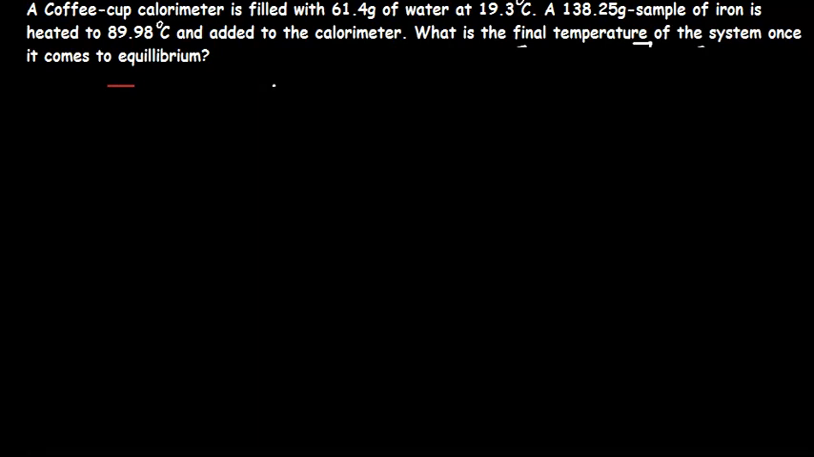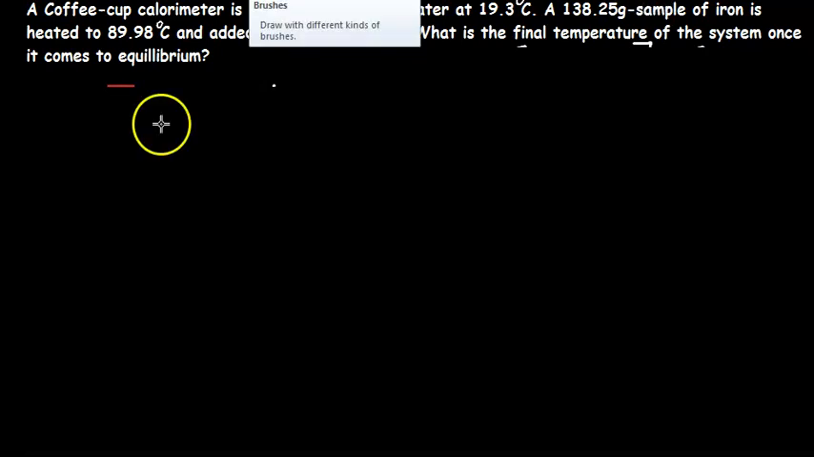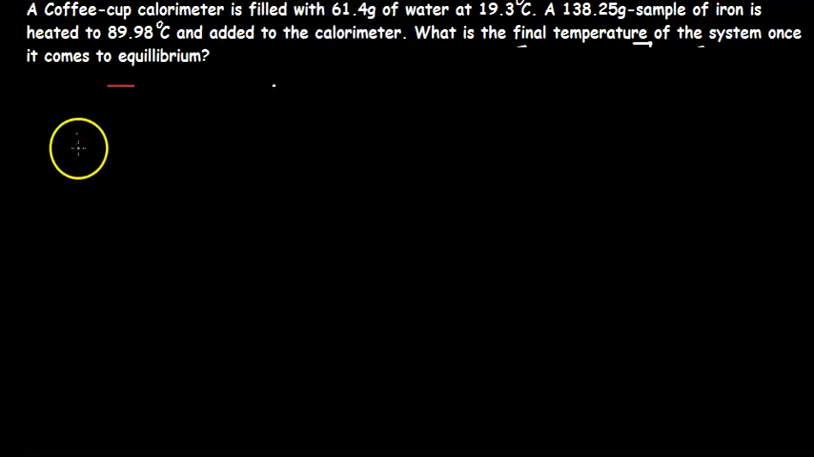In this video, we are going to be focusing on problems that have to do with calorimetry. Let's assume you are given this kind of problem which says a coffee cup calorimeter is filled with 61.4 gram. So if we hear the word gram, this simply indicates that this is our first mass. So they said a coffee cup calorimeter is filled with 61.4 gram of water at 19.3 degrees Celsius.